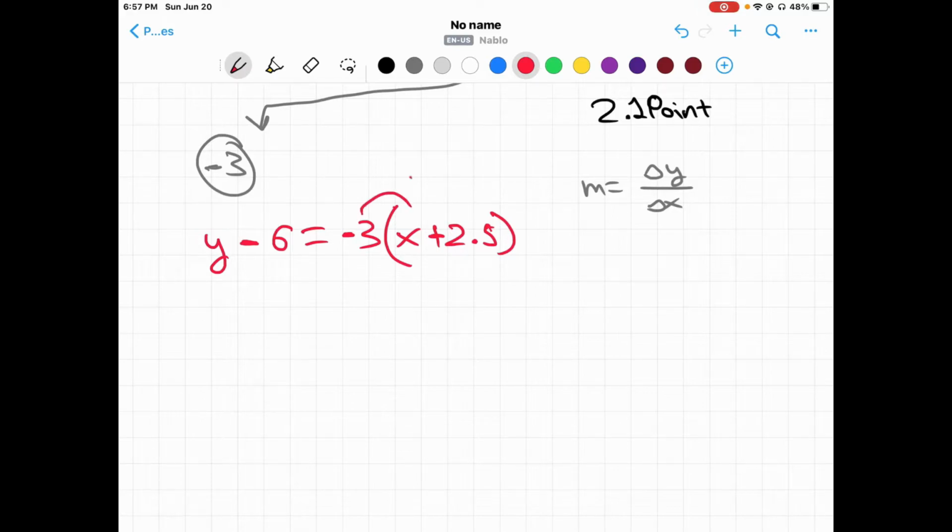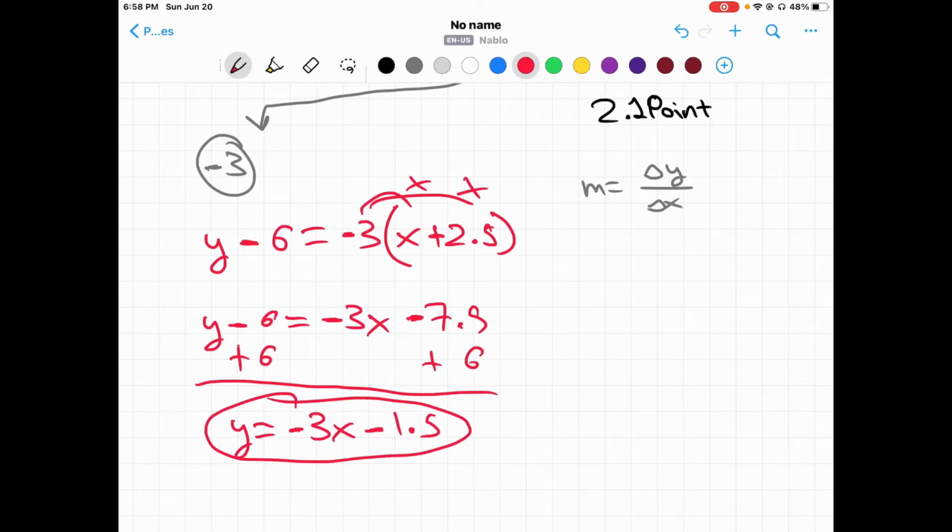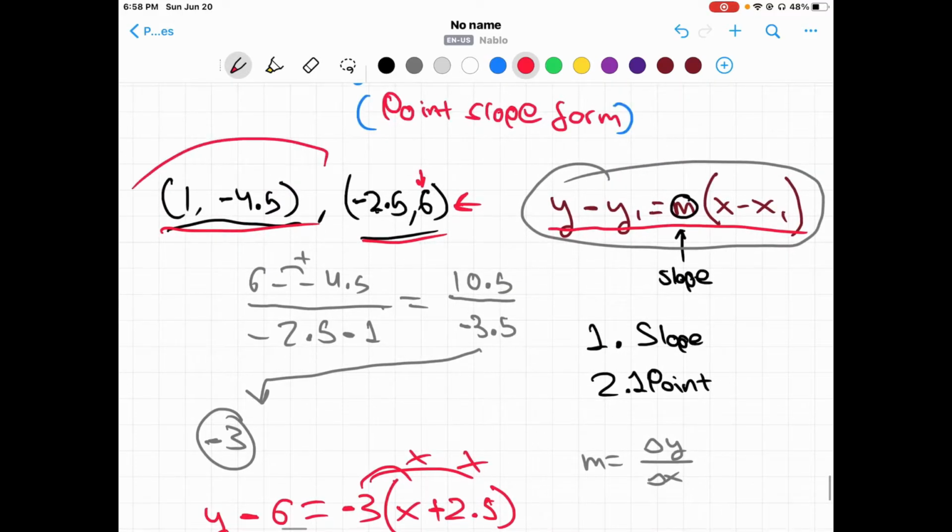So now let's go ahead and distribute this. We get y minus 6 equals negative 3x, and now negative 3 times 2.5 is negative 7.5. Now we're going to add 6 to both sides, and we will get y equals negative 3x minus 1.5. And that will be the equation for the linear graph containing these 2 points.